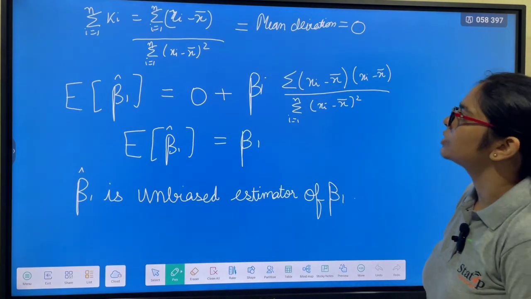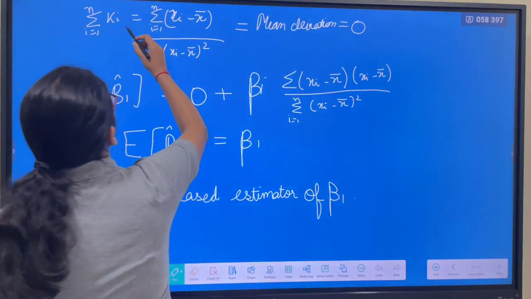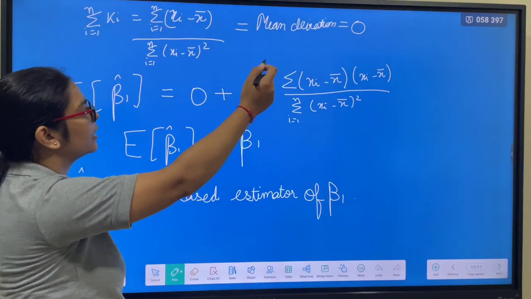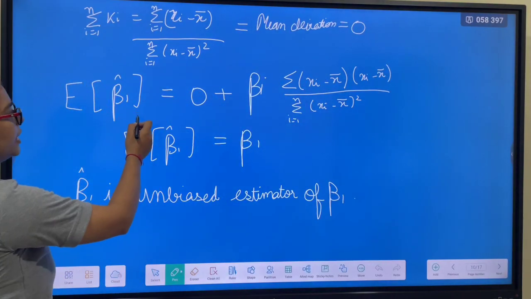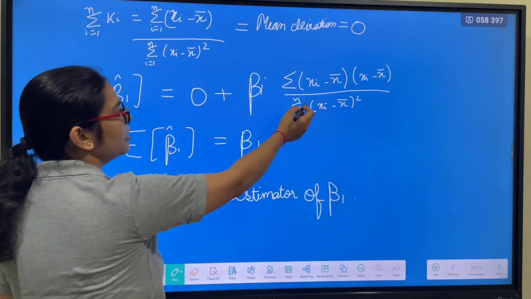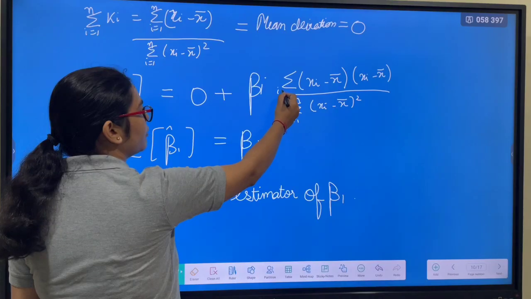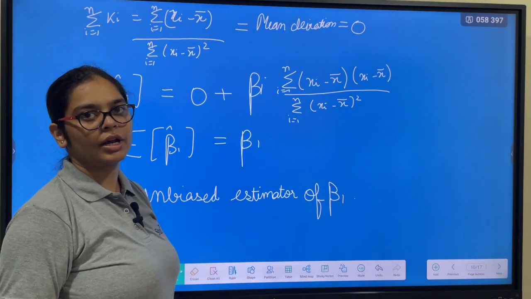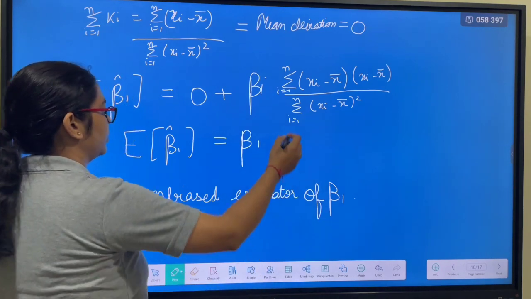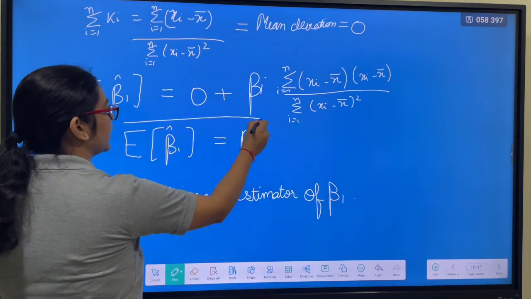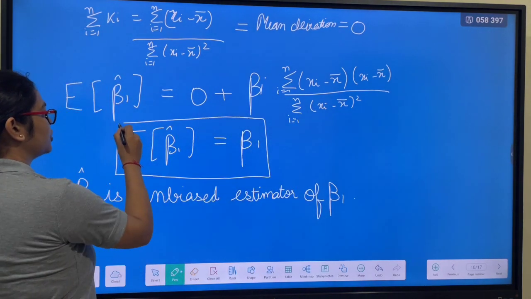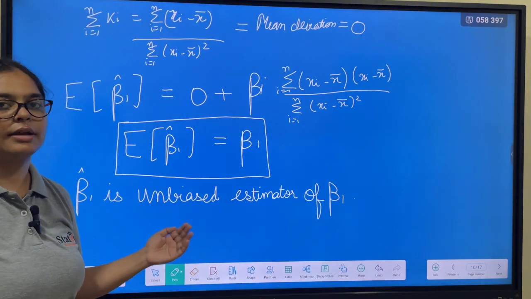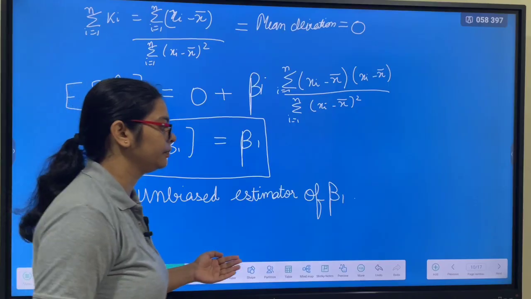And we know that summation of ki, summation i goes from 1 to n, xi minus x bar, is nothing but mean deviation. So it again becomes 0. So expectation of beta 1 cap is 0 plus beta 1 into summation i goes from 1 to n, xi minus x bar whole square upon summation i goes from 1 to n, xi minus x bar whole square. This numerator and denominator get cancelled, and we get expectation of beta 1 cap as beta 1. That is, beta 1 cap is an unbiased estimator of beta 1.